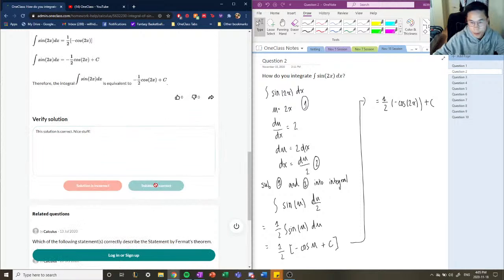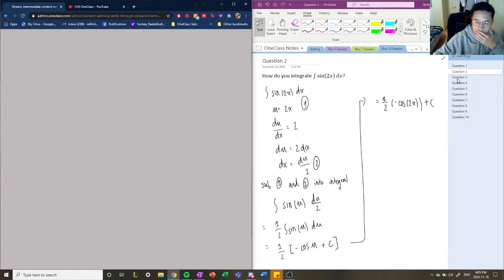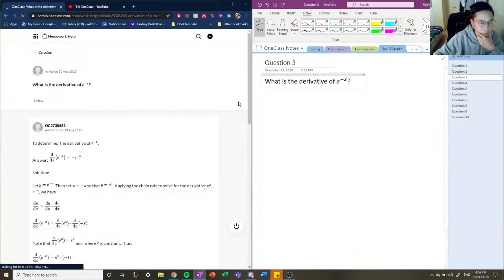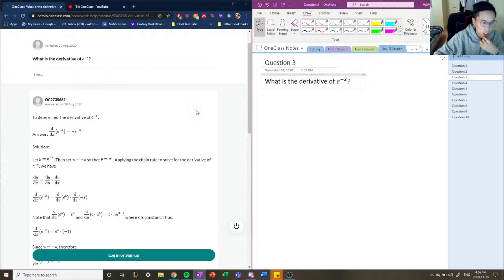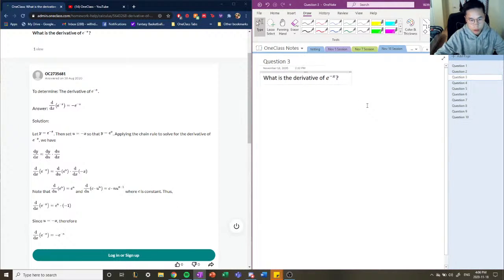Cool. All right. Let's move along to question number 3. Question number 3 reads, what is the derivative of e to the power negative x? So we're still going to use our chain rule here.